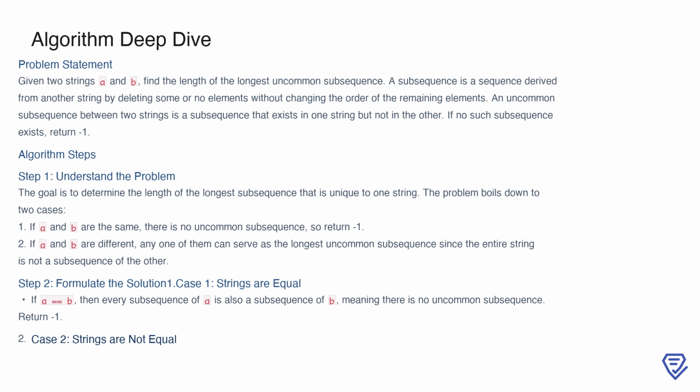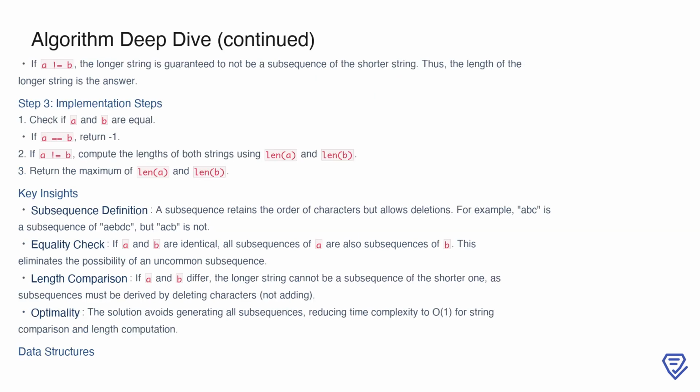With this understanding, we can now formulate a simple solution. When the strings are different, the problem becomes straightforward. If A and B are not equal, the longer string cannot be derived as a subsequence of the shorter one. Therefore, the length of the longer string is the result.